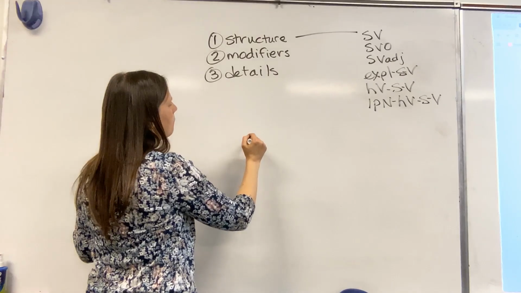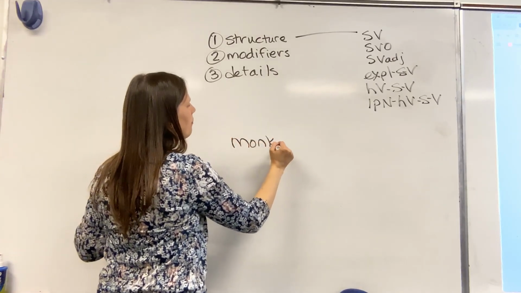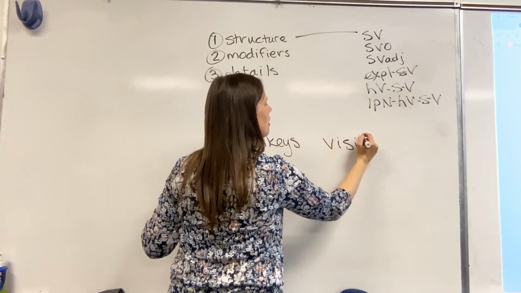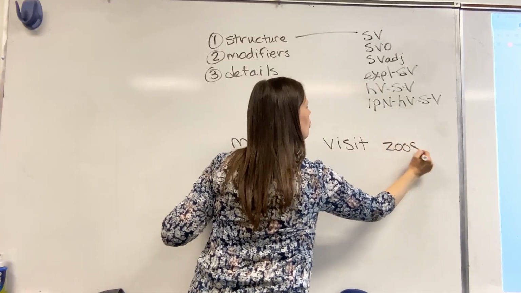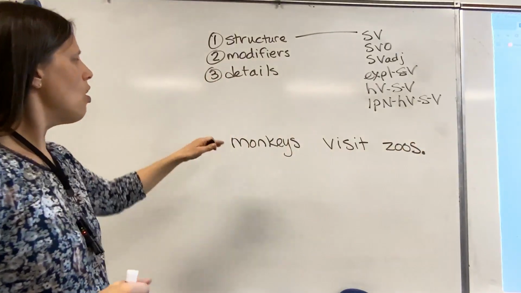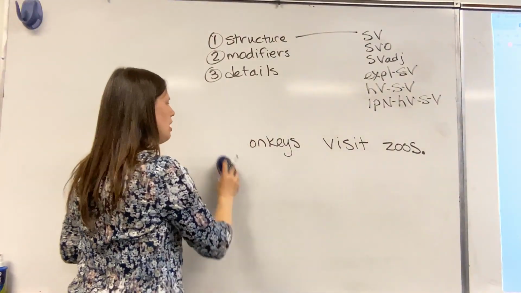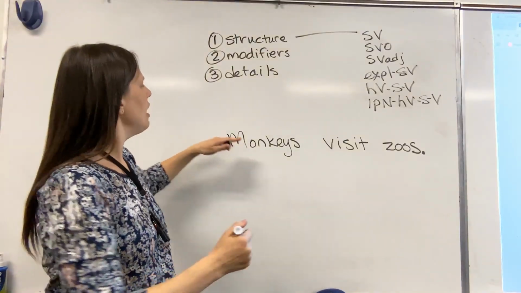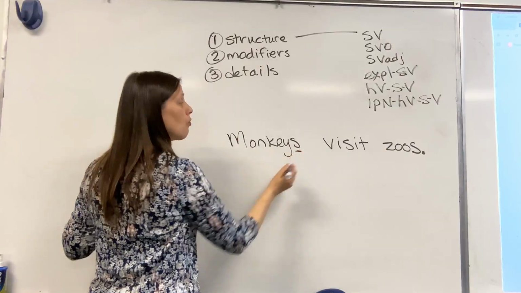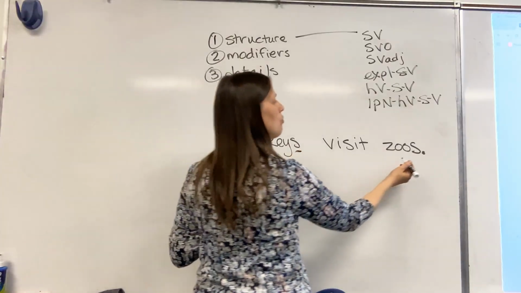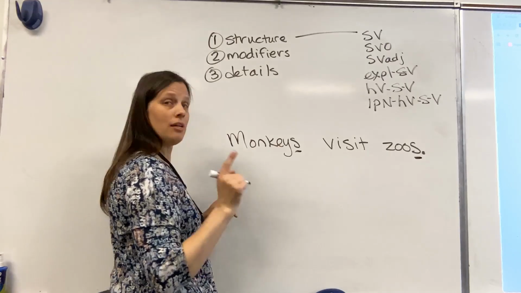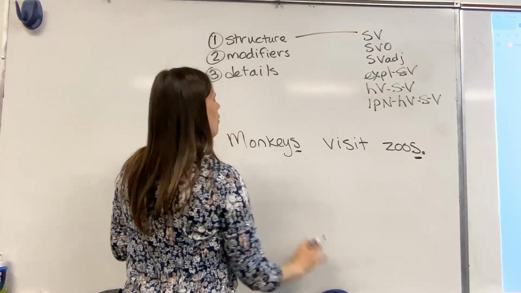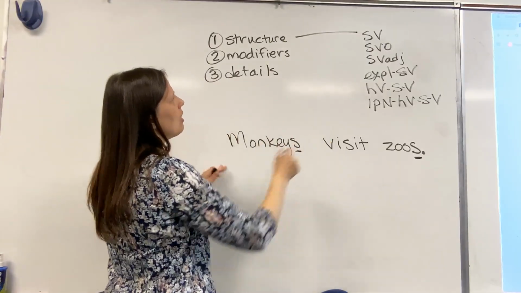So really simple: monkeys visit zoos. Okay, so I'm using SVO as my simple structure. Now, as we've mentioned in the past, if you're using one word for your subject, then it needs to be plural, proper, or non-count. Just like if you use one word for your object, not multiple words, just one word, it needs to be plural, proper, or non-count. So this is my very basic structure, SVO.